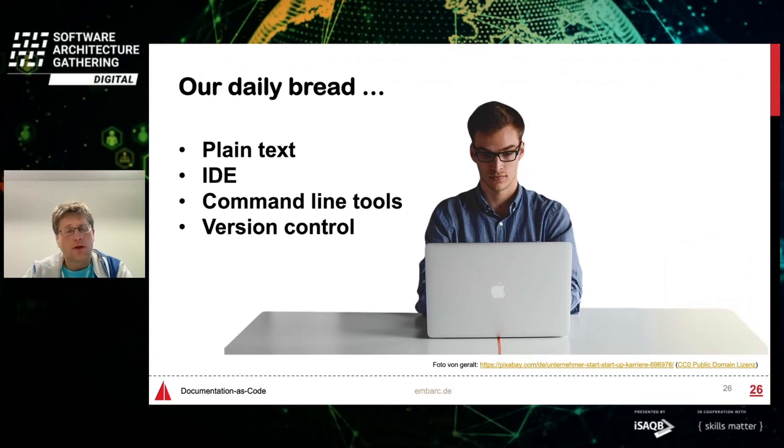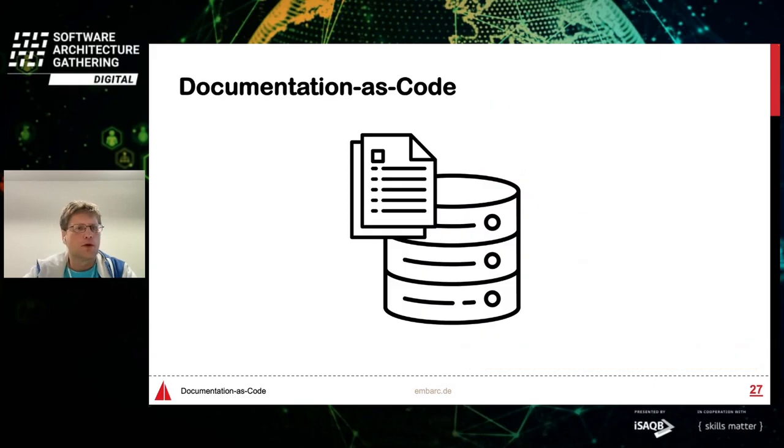So in our main tools as a developer or as a developing architect, we use plain text formats like our programming languages. We use our IDEs like IntelliJ and so on, where we write our code. We use command line tools, shell scripts, and so on. And we, of course, use version control systems like Git or Subversion and so on. And why don't we also use these tools for documentation? And that's what documentation as code is all about.